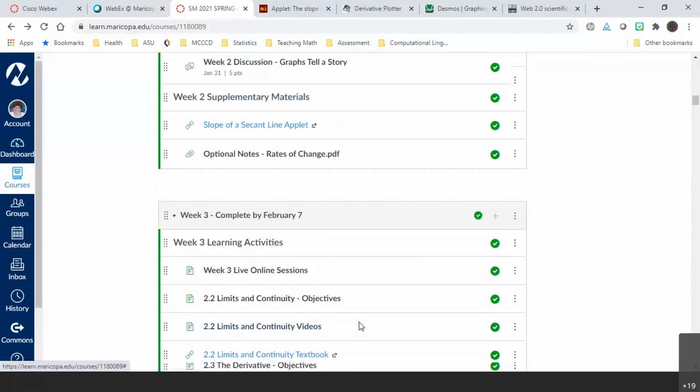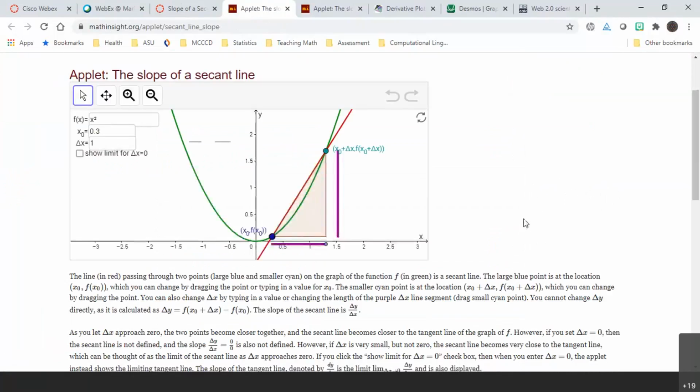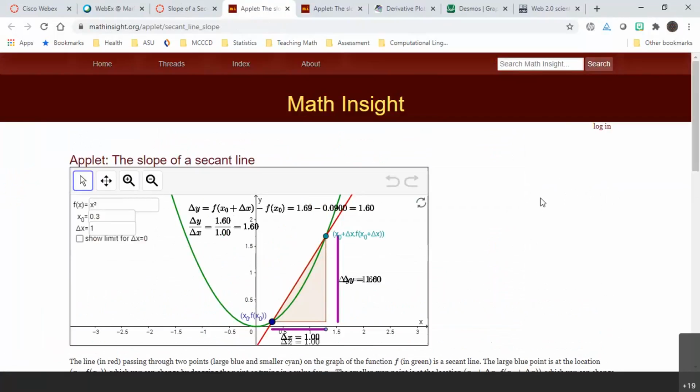So I'm going to go back up to week 2, and I'm going to show you the slope of a secant line applet that we looked at before. I just want to show you what I'm going to be talking about, just so you have a mental picture of it. And again, you have these links, so feel free to play with the apps.